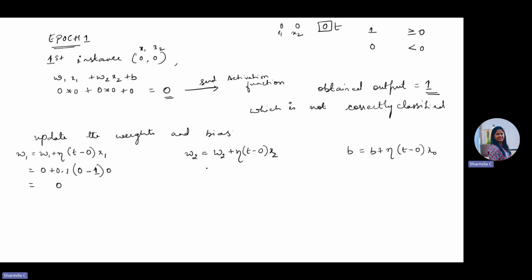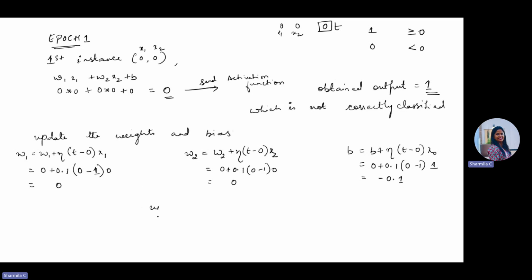So what is the weight of W1 now? It is 0. Now coming to W2, again it is 0.1 times (0 minus 1) into 0, so the weight of W2 is 0. Now coming to the bias, it is 0 plus 0.1 times (0 minus 1) into 1. So what is the answer I'm going to get? It is 0.1 into minus 1, that is minus 0.1.